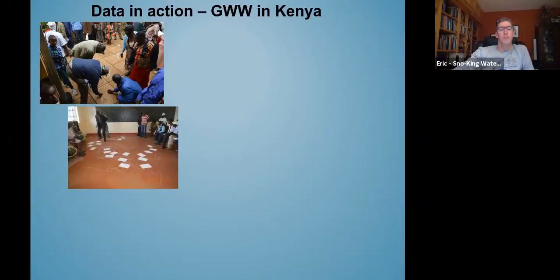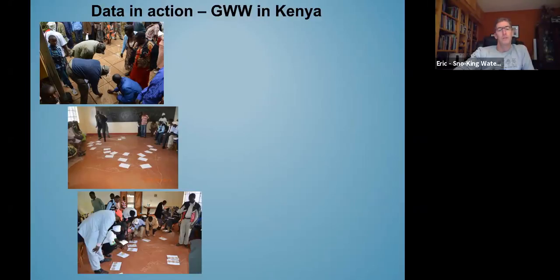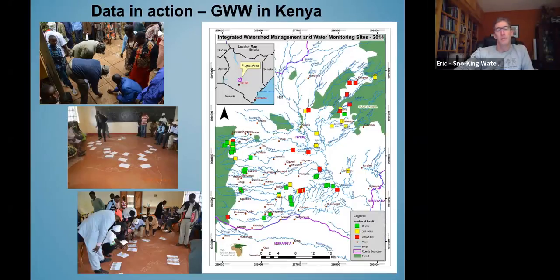Here's an example of the Global Water Watch program working in Kenya. They had people take the samples and they drew a watershed map on the floor. They laid out all their samples, and then they transferred that into a larger scale watershed map so they could identify where they had water quality problems and where they didn't with regard to bacteria.